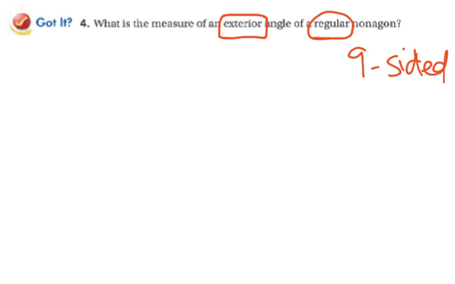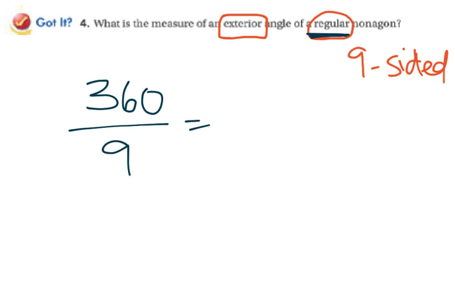So the exterior, we know we're going to start with 360. The fact that it's a regular nonagon means that they're all the same. So we're just going to take 360 and divide it by 9. So 360 divided by 9 is 40 degrees. So each of the exterior angles is 40 degrees. All of them. And that's it. That's our answer.